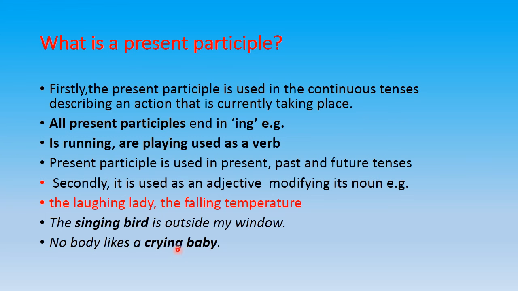The simple way to identify how a present participle is used, either in a tense or as an adjective, is that when a present participle is followed by a noun, it will be taken as an adjective, and when a helping verb is followed by a present participle, it will be used as a tense.